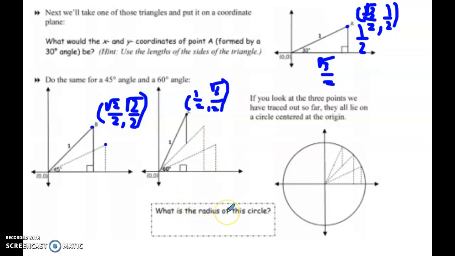What is the radius of the circle? Well, I already said just a minute ago, these hypotenuses, they're all the same, and that's what's creating the circle going around. They are all 1. So the radius of the circle is 1.